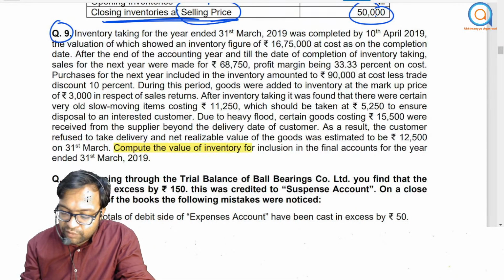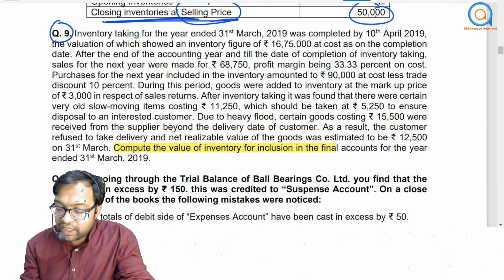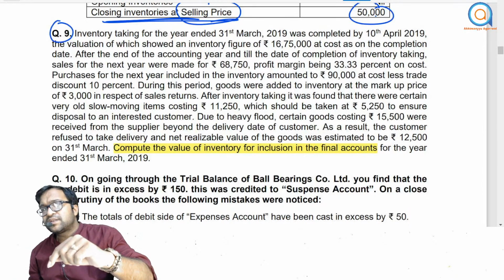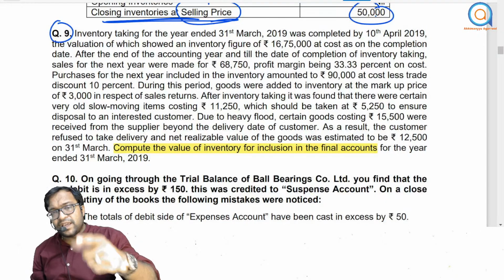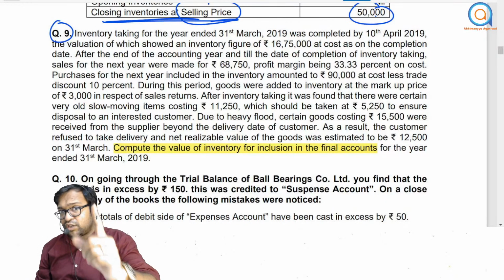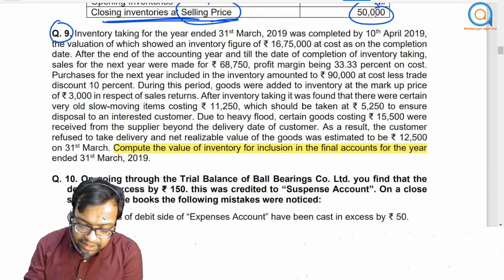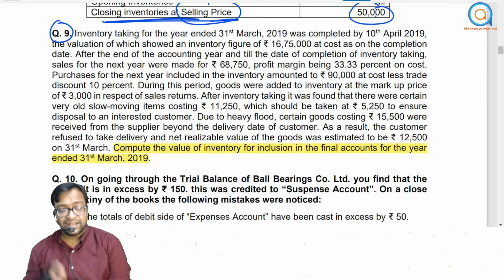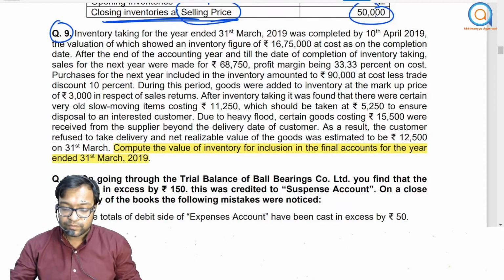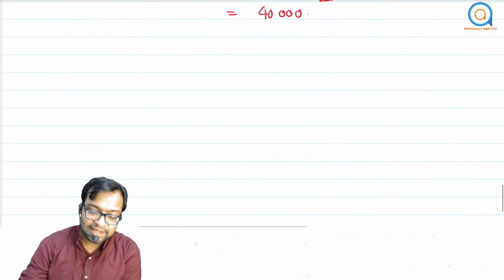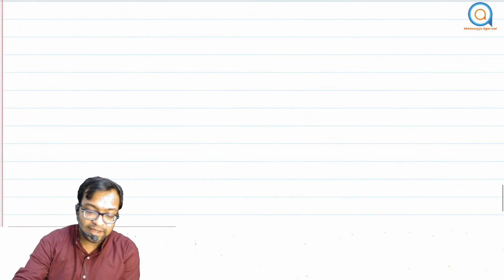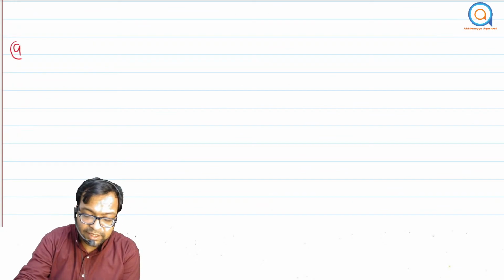Compute the value of inventory for inclusion in final accounts. The moment they are saying inclusion in final accounts, it means they want you to find the book value of the stock for the year ended. What is the year ended? 31st March 19. So sir, when they are saying these lines, question number 9, write down like this.